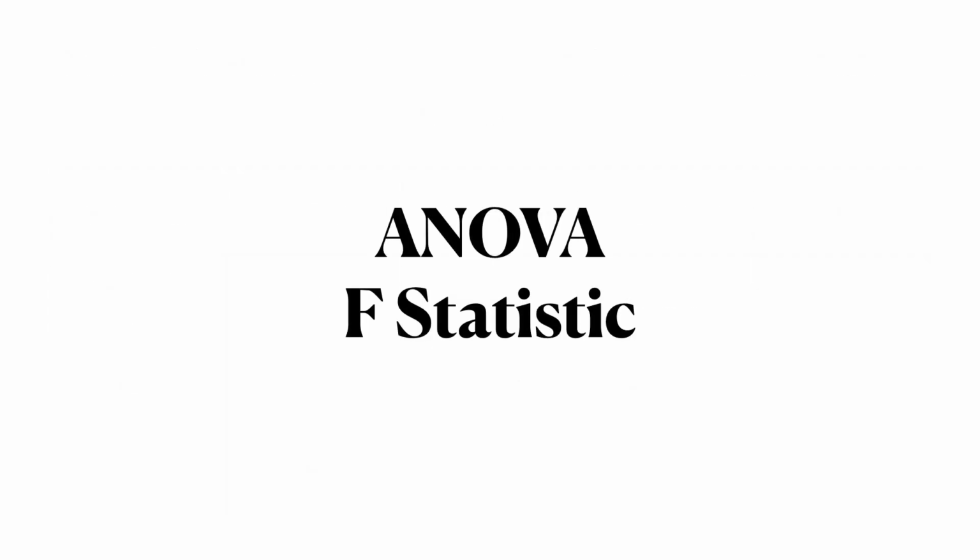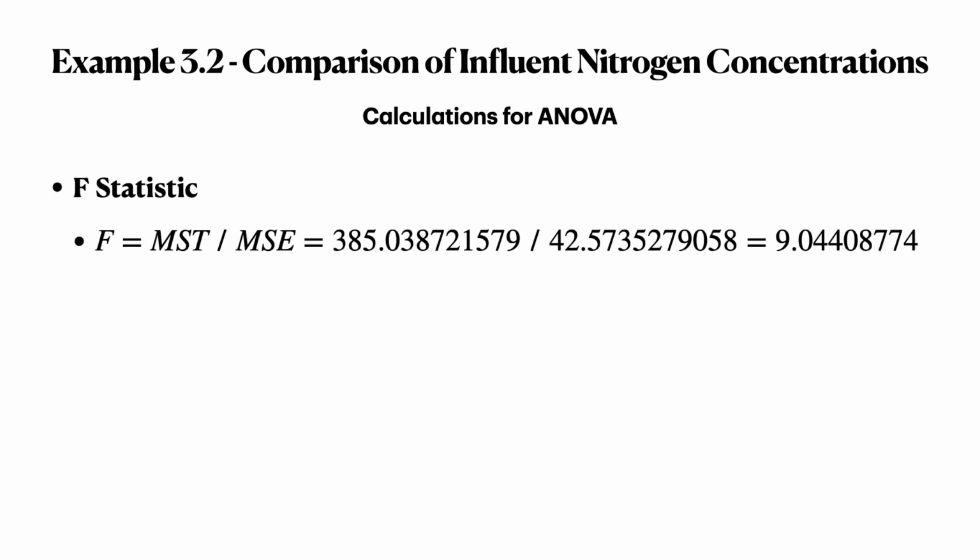And now that we have the mean squares, we can calculate the F statistic. For this one-way ANOVA, the F statistic is equal to the ratio of the mean square for treatments to the mean square error. And this turns out to be 9.04408774.